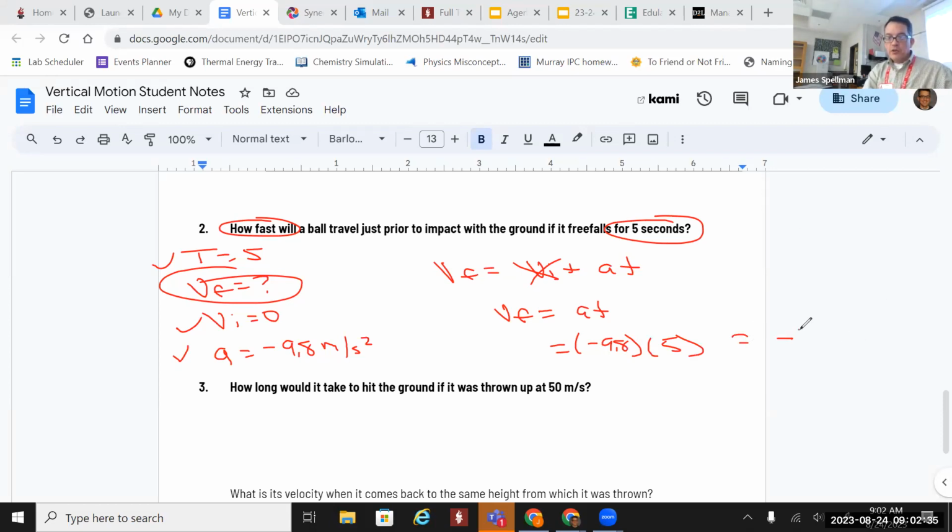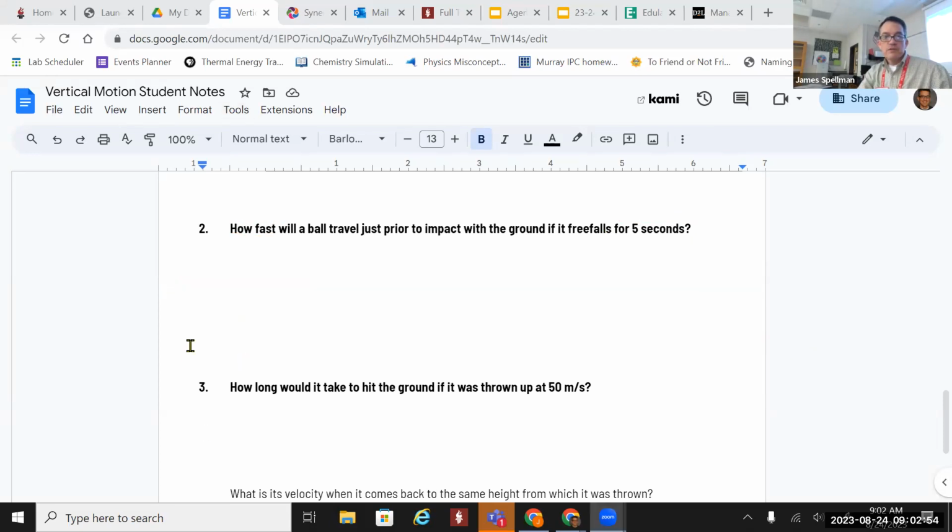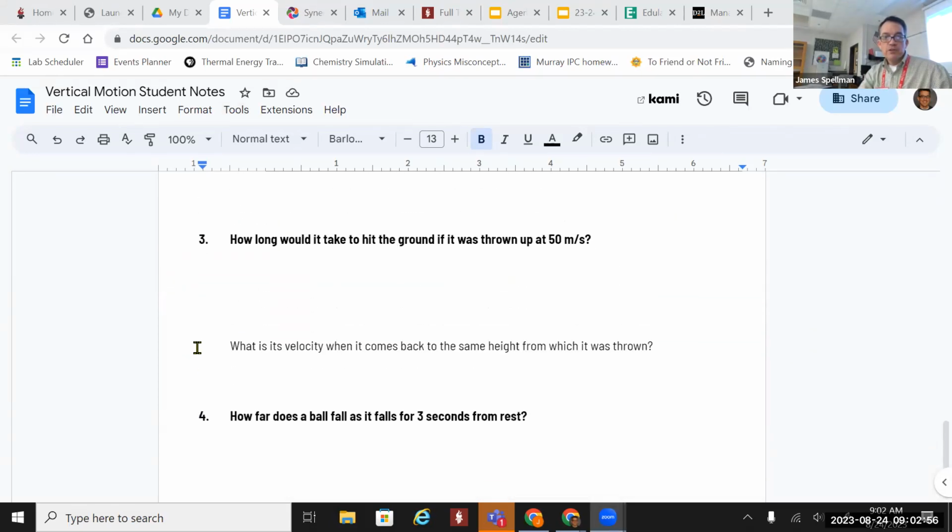And again, if you wanted a unit, we have to think, negative 49 what? How fast? So that's going to be a speed. Since our acceleration was in meters, this would have to be in meters as well. So negative 49 meters per second. If we were looking for a direction, or if it was just the speed, it would be 49 meters per second. Moving on. Stop, rewind, watch it again if you need to.